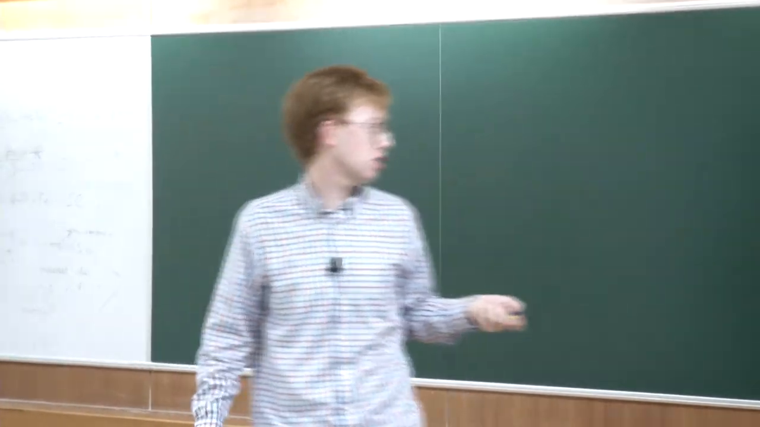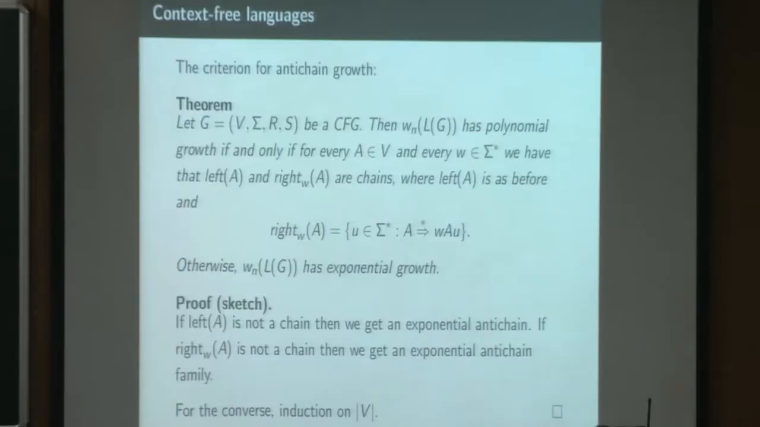But you can show that actually you get an anti-chain family, so you get a set where the words of any fixed length are incomparable. And in fact, now the thing I said could happen can happen, and it's very easy to think of an example of a context-free language where it has exponential anti-chain growth, but all anti-chains are indeed finite. Okay, but this proves that there's a similar dichotomy, because of course in the other direction you do a similar kind of induction.